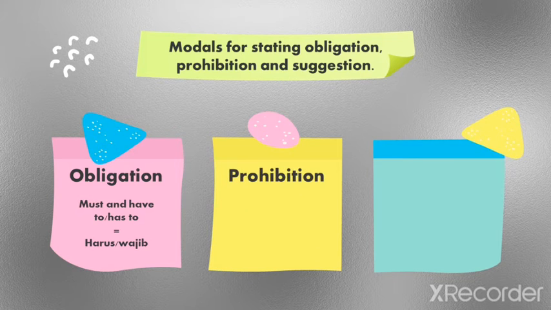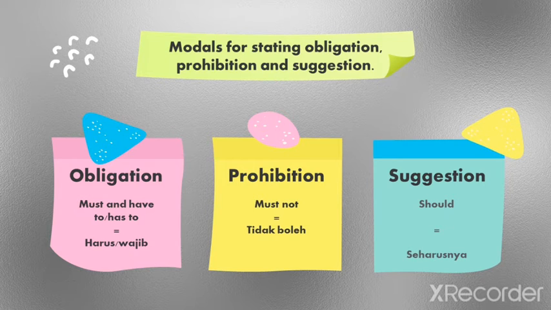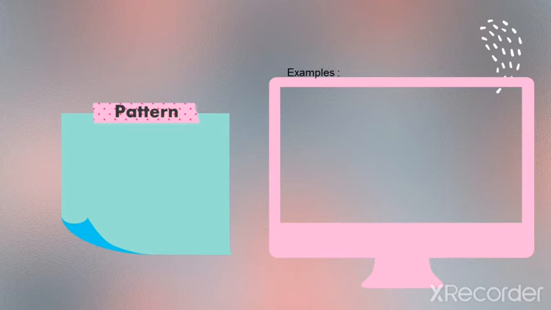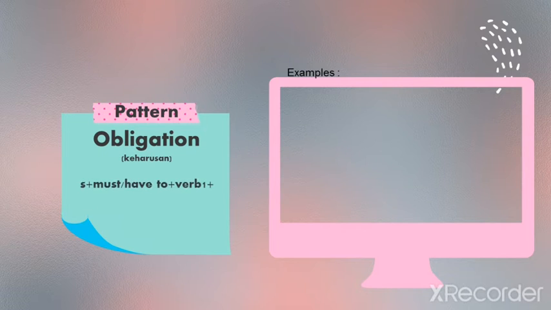The next one, modal for setting prohibition is must not, yang artinya tidak boleh. And modal for setting suggestion is should, yang artinya seharusnya. Should ini kalau misalnya melarang, berarti kita tinggal tambah not. Should not. When we want to make a sentence of expression of obligation, kita bisa menggunakan formula berikut.